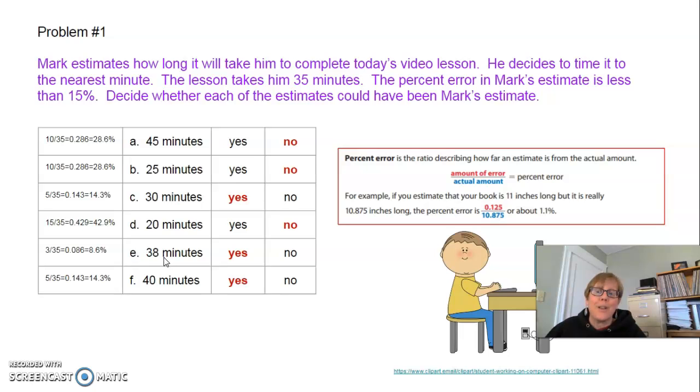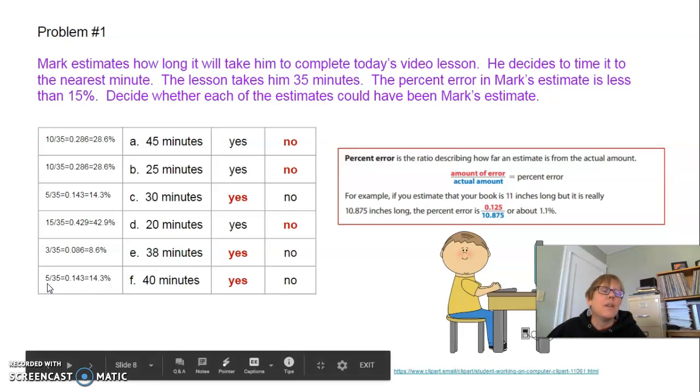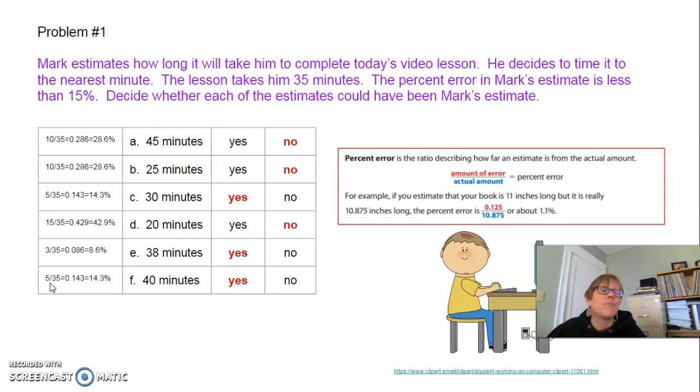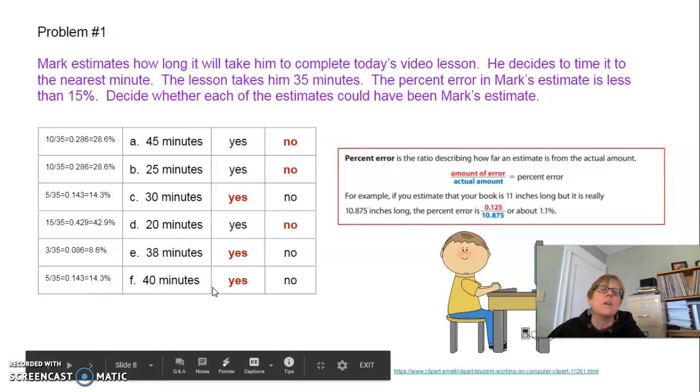38 minutes, well, that's awfully close, right? That's very close to his estimate. So 3 over 35 gave me 0.086, or 86 thousandths. That's just 8.6 hundredths, or 8.6%. So yes, that works. And then the last one was 40 minutes. The error is 5 minutes, so 5 divided by 35 gave me 143 thousandths, or 14.3%. So yes, that one works. So it is no, yes, no, yes, yes.